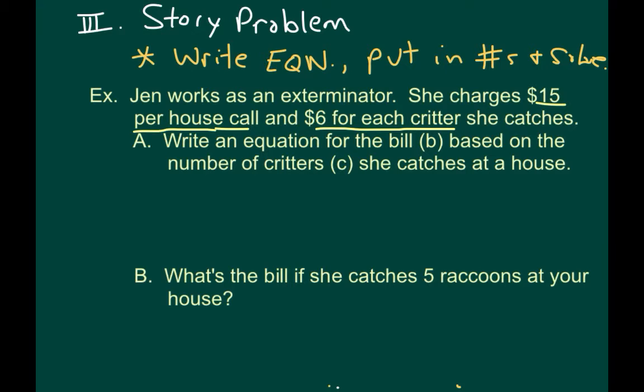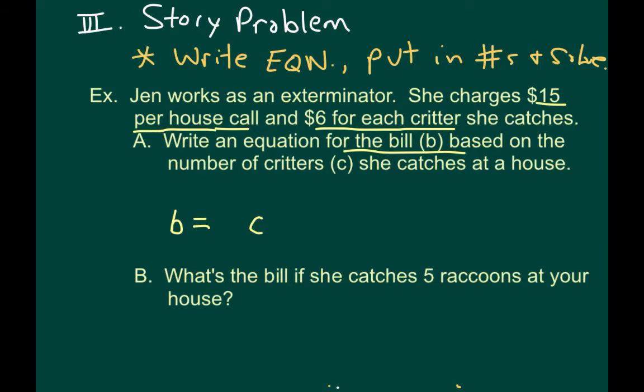And when they say, all right, write an equation for the bill based on the number of critters, you know that the b, the bill, is going to be the dependent value, that it's going to be by itself. So I'm going to write b equals just for a starting point. And then the bill, how much she charges, depends on the number of animals she catches. So my c value is the independent. It's going to be over here on the right-hand side of the equation.